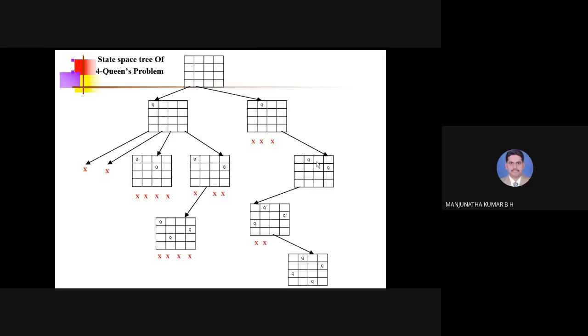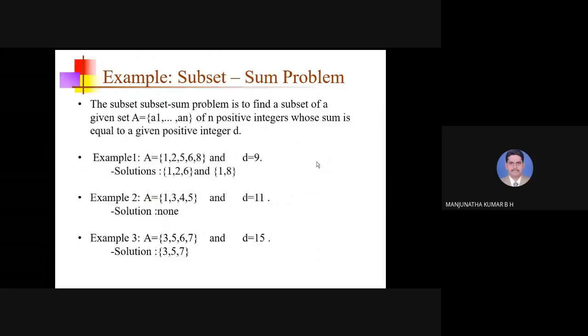Solving this problem using backtracking technique. If you have any doubts, we will discuss those doubts later. This is about solving the four queens problem using backtracking technique. Now let me explain another example. It's a different problem.